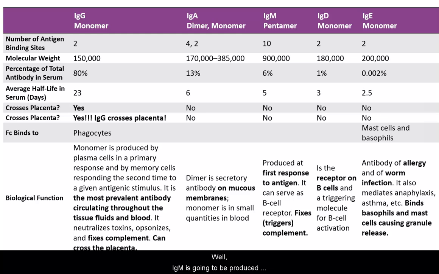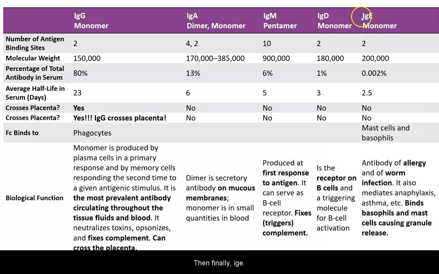Well, IgM is going to be produced in the primary response, the first stage, because it's the first guy out of the gates. It's the first antibody produced in response to a given antigen. Another thing it can do is it can also trigger complement. Okay, next is the IgD antibody. This guy's a monomer, and it's the B cell receptor. So just think of IgD as being that receptor that's on B cells.